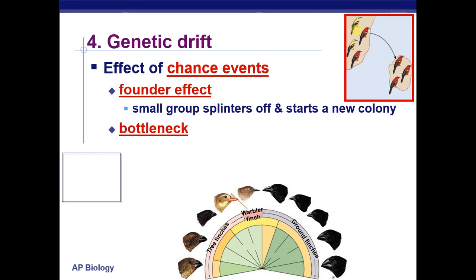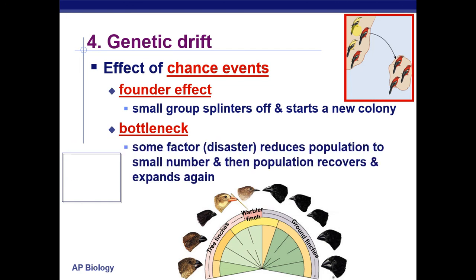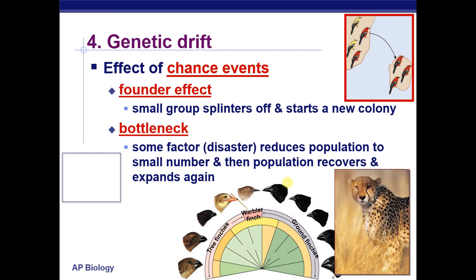That's an example of a founder effect. Or another example of genetic drift is the bottleneck effect. So some factor like a disaster reduces the population to a really small number. And then the population recovers and expands again. So the idea is that the small number that the natural disaster would have reduced the population to would have a completely different frequency of alleles than the population to start with. And so just based on a random event, not differential survival, we would have a change or an evolution within that population.